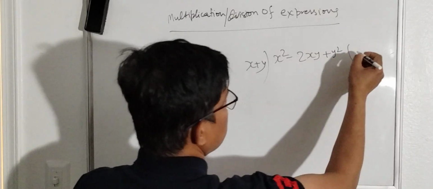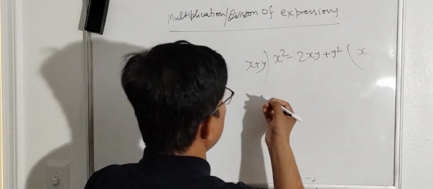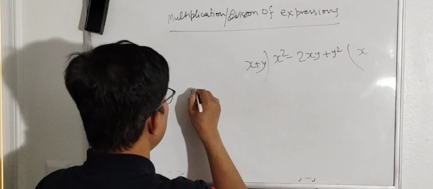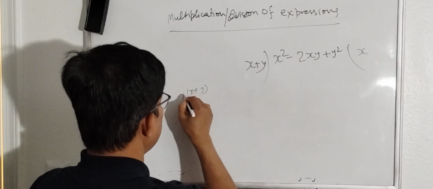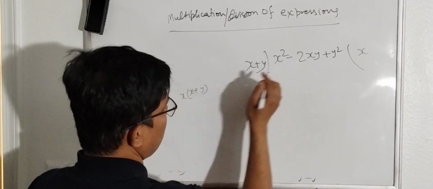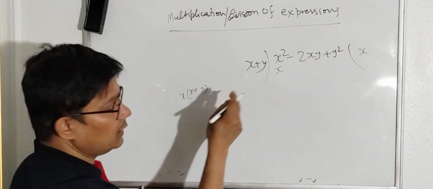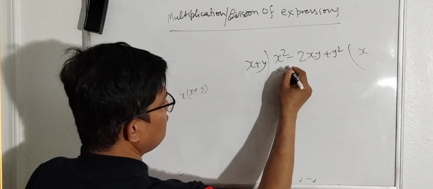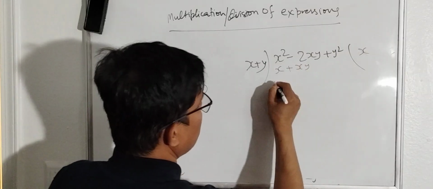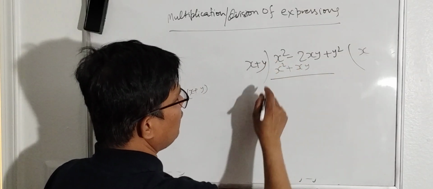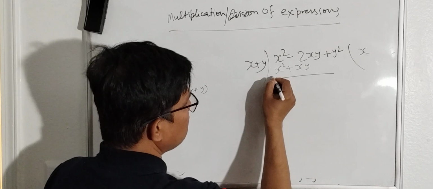Okay, so multiply it with x. So what will happen? x plus y multiplied by x. So x times x, x squared, x times y is xy. So less xy. Okay, now to eliminate, what do I have to do? I have to subtract. Let's do this.